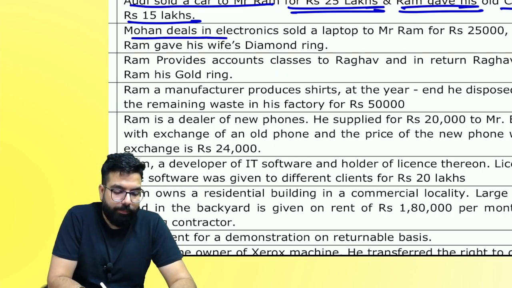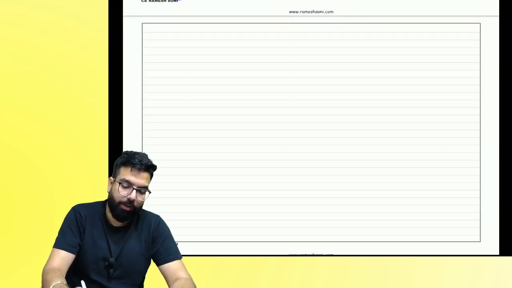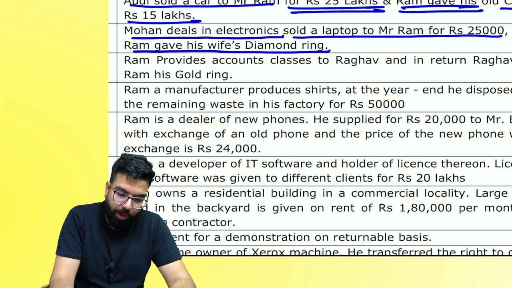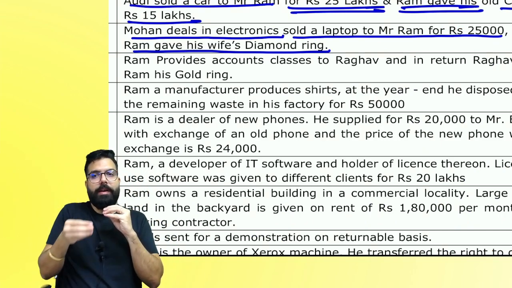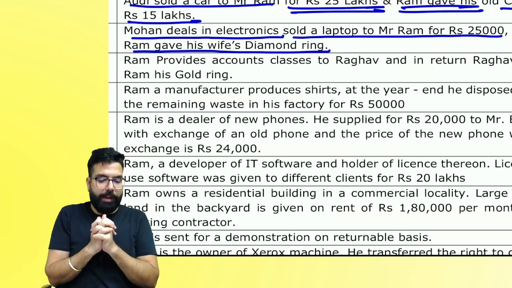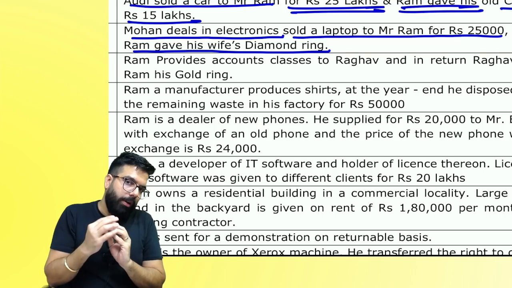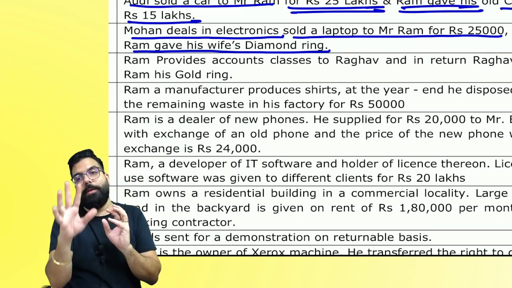Mohan deals in electronics. Sold a laptop to Ram. And Mr. Ram gave his wife's diamond ring. One minute. What is happening over here? Mohan deals in laptop. Okay, I gave you a laptop. You gave me a ring. My question over here is, wife's ring, so what? Okay, he did not have, took his wife's and gave it.